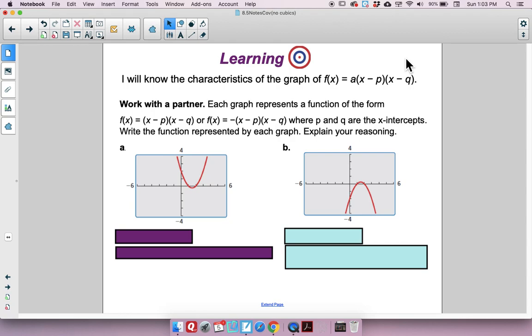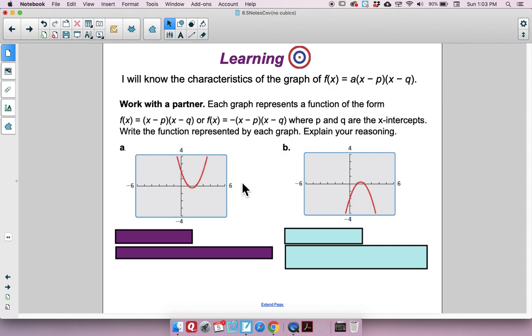Okay, so work with a partner, you'll work with me. Each graph represents a function of the form f of x equals x minus p, x minus q, or negative x minus p, x minus q, where p and q are the x-intercepts, okay? So remember what an x-intercept is. It's where your parabola hits the x-axis. Write the function represented by each graph. Explain your reasoning.